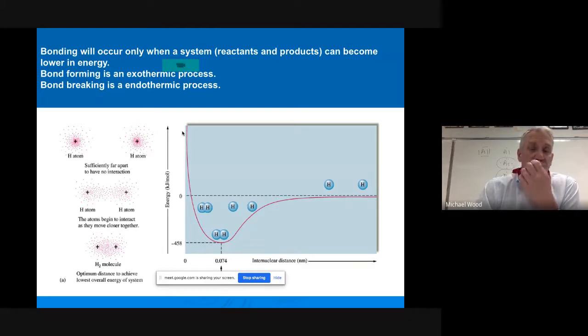This is something we're going to talk about later in this chapter. We're going to be given tables of bond energies, and we've got to remember when bonds break, it's endothermic, so the delta H is positive, and when bonds form, it's exothermic, so it's negative. But what this diagram is showing is when two hydrogen atoms come together, they're low at the very bottom. There is the most stable condition, and that's when the two hydrogen atoms have combined.